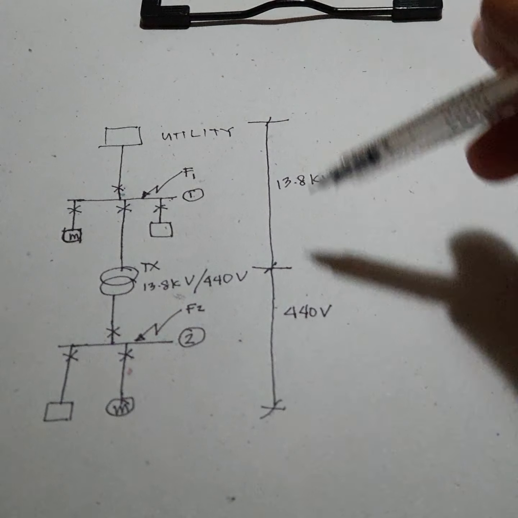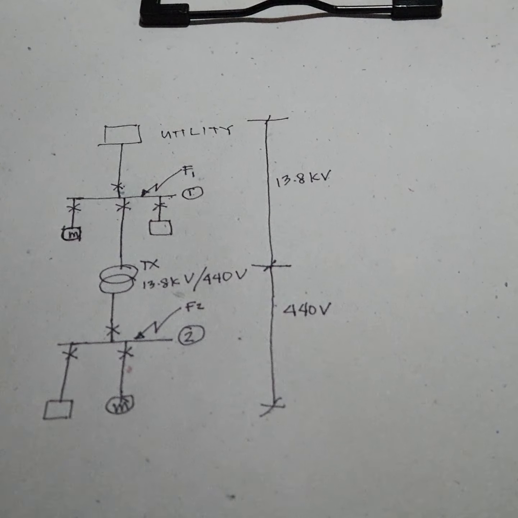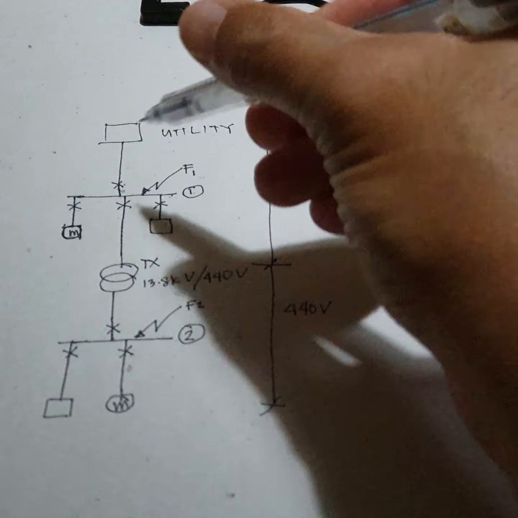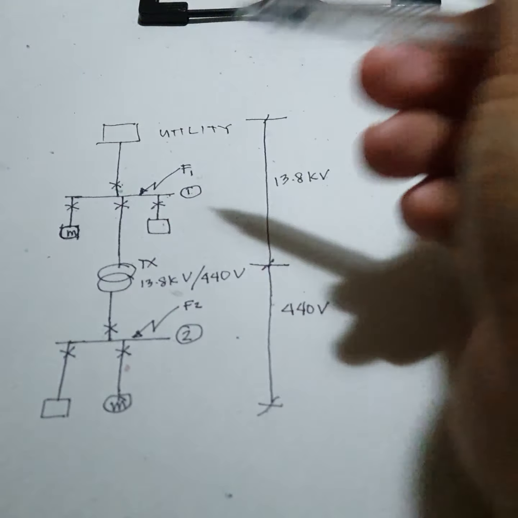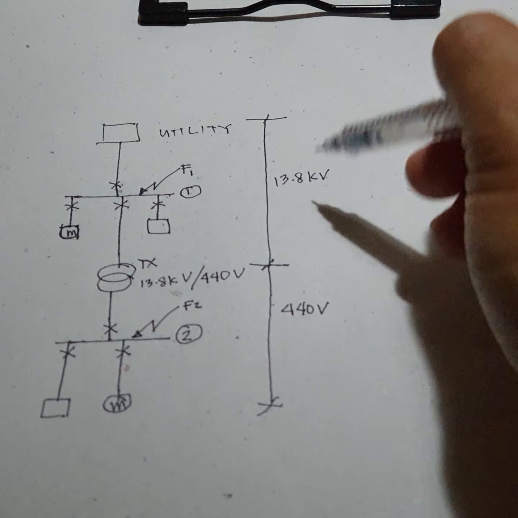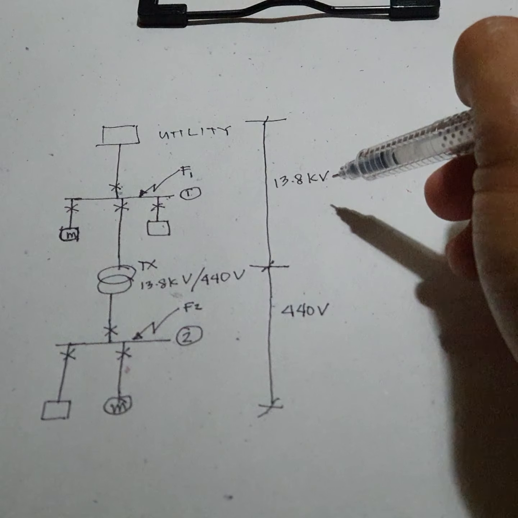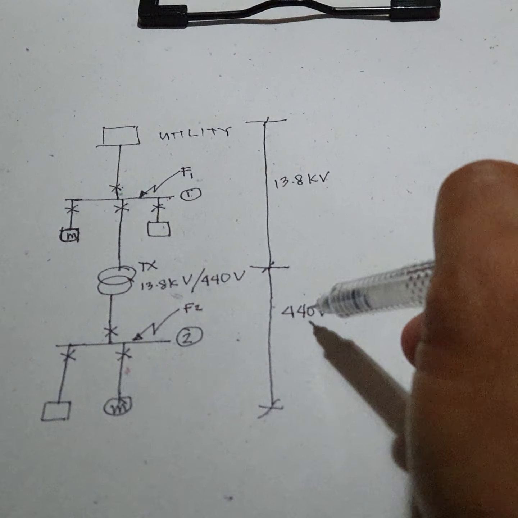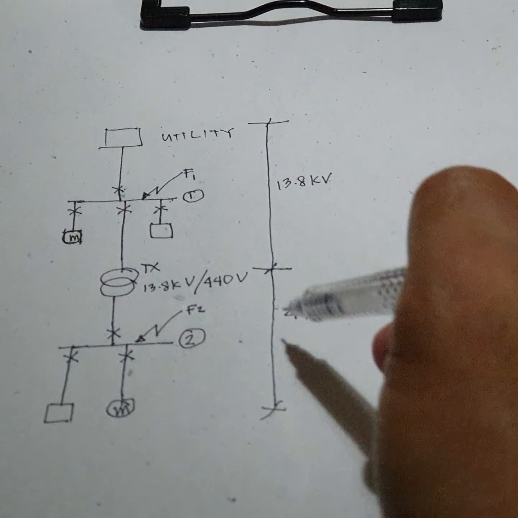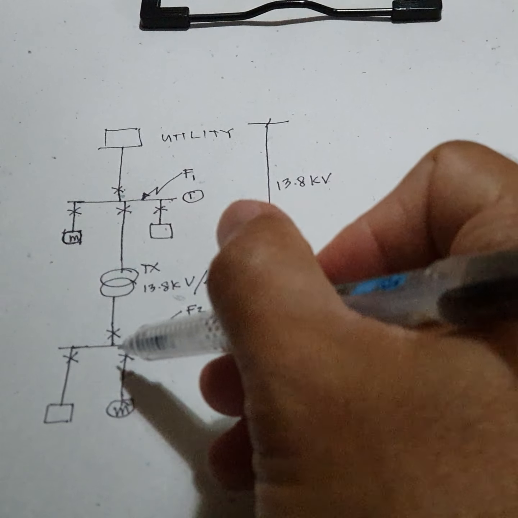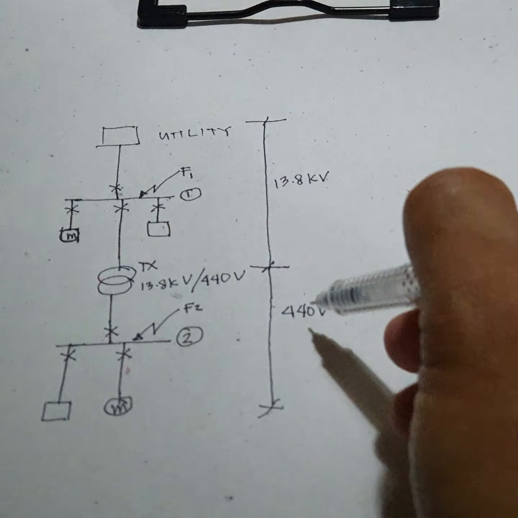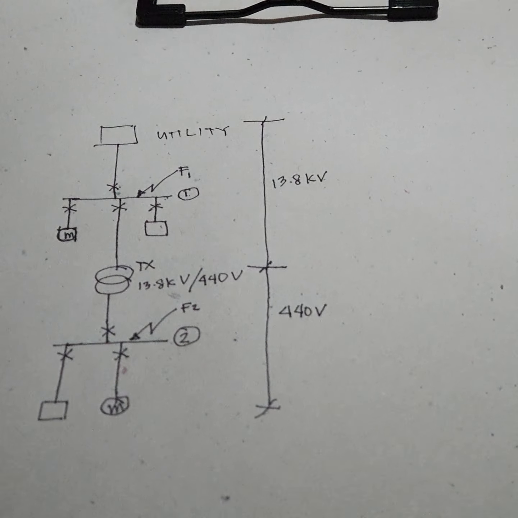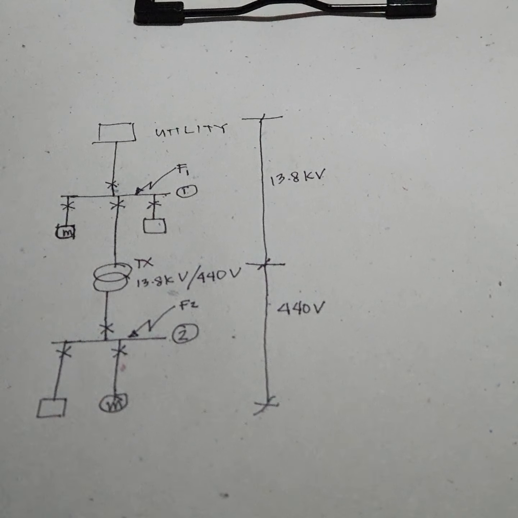Okay, next. Since you have now indicated the voltage level in the power system, here the protective devices in bus 1, the voltage is 13.8 kV, while here in bus 2, the voltage is 440 volts. So what are those ratings that we need to determine?